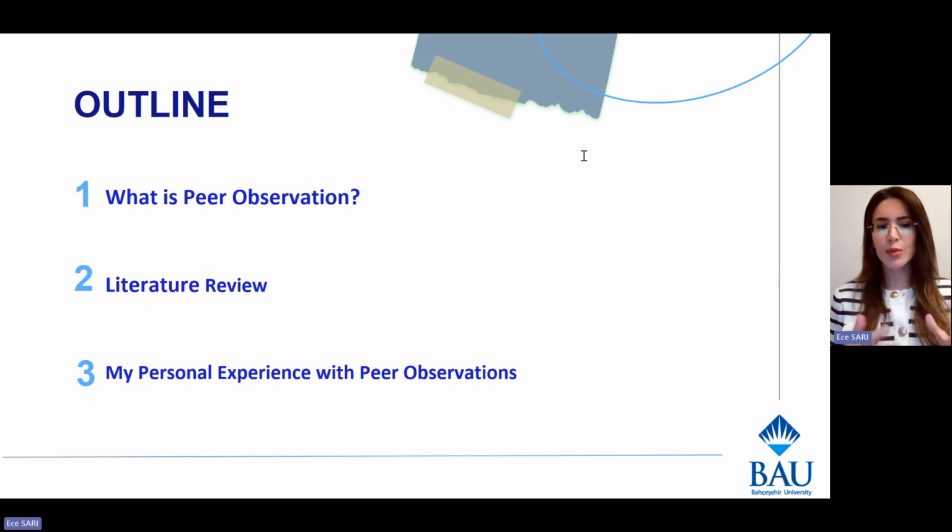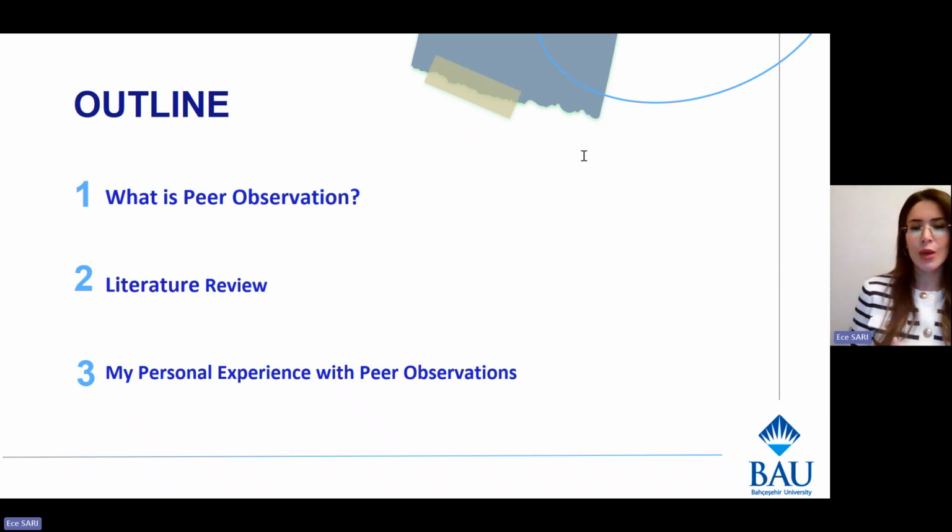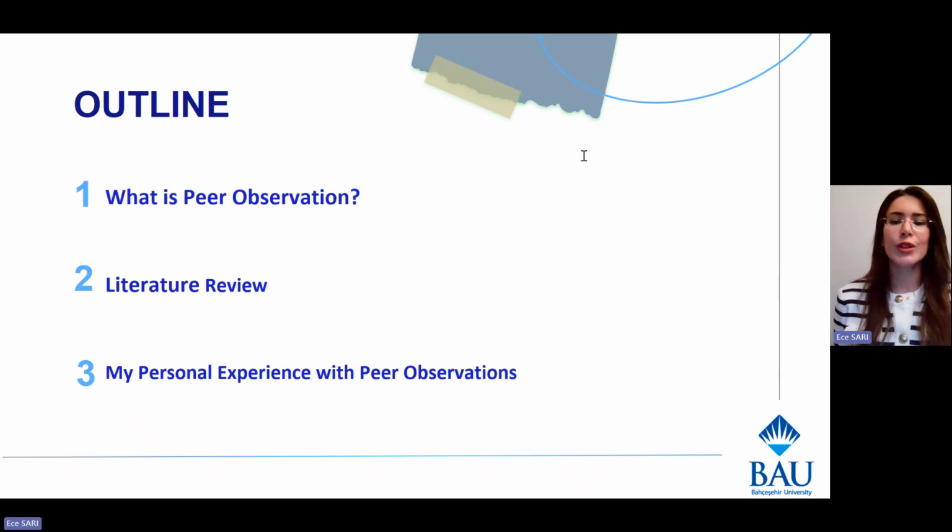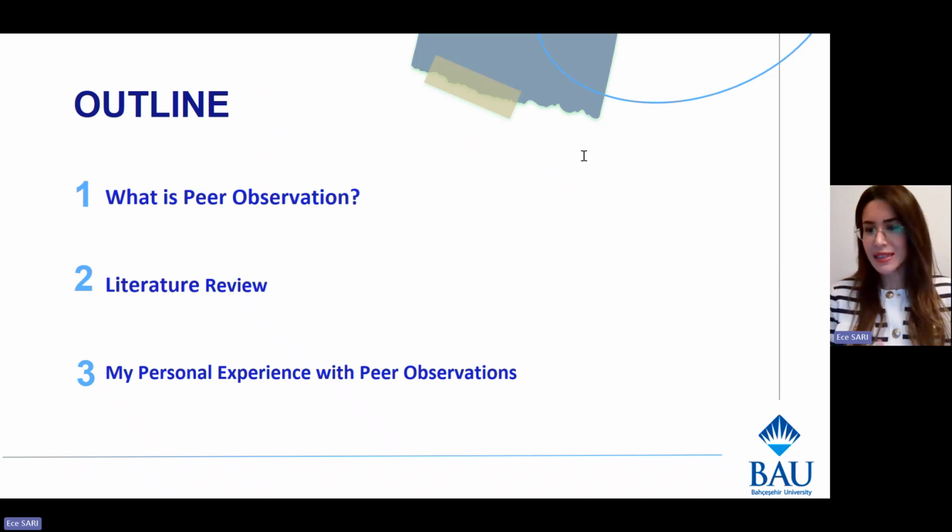Today, I'm going to talk about peer observation as a professional development. In my presentation, first, I'll give you some information about what peer observation is, and then we're going to look at the existing literature to see what researchers say about this collaborative practice. Finally, I'll connect theory by reflecting on my experience and the insights I learned from peer observations.